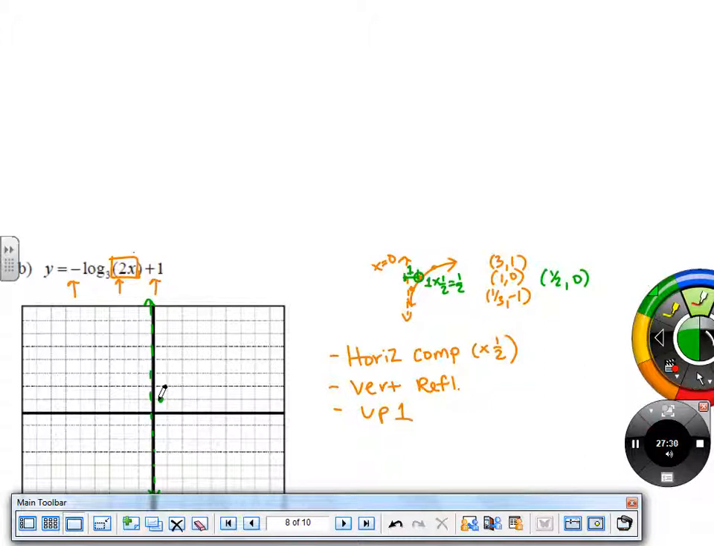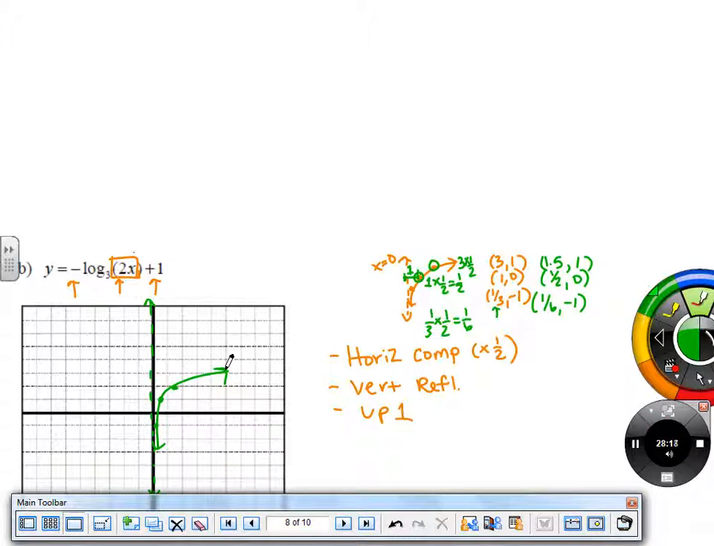This point right here was already only 1/3 of a unit away from the asymptote. 1/3 times 1/2 is going to make it 1/6 of a unit away. So we're going to have 1/6, -1. Really, really close. And then this last point here was 3 units away, because we're looking horizontally, and that times a half is going to make it 3/2 units away, or 1.5. So instead of 3, 1, it's going to be 1.5, 1. So there's our horizontal compression.